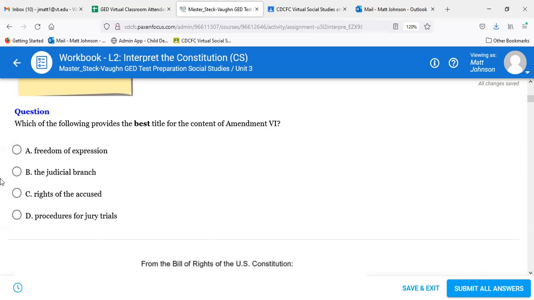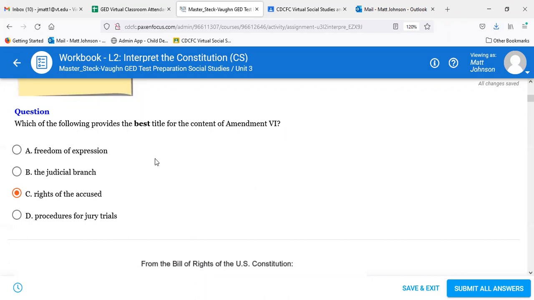Is it B or C? C, right? It outlines the rights of the accused. Even if you're accused of a crime, you are still guaranteed rights. Among those rights is the right to a trial, the right to a trial with a jury of your peers, a speedy trial.